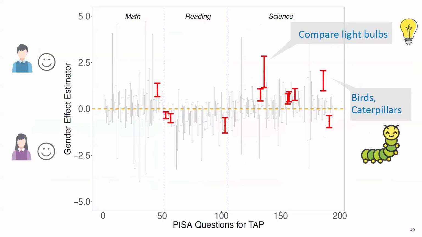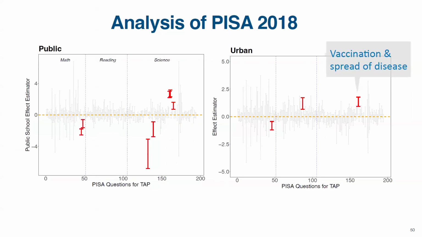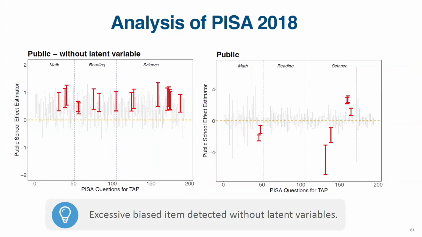Another thing here is, you see, for these biased items identified based on data analysis, those questions favoring boys are more about science, and those favoring girls are more about reading. I think that's something we need to confirm with domain experts, right? We also identified some results for public school versus private school, and urban versus suburban. One last thing is, often a question asked is why we use a latent variable here, right?